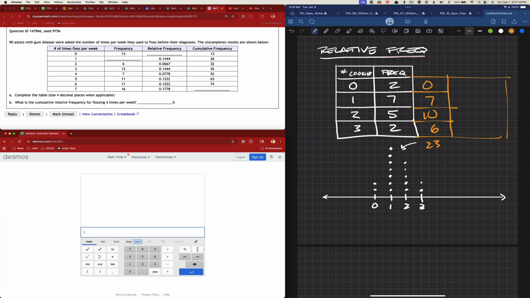Now, how many students did I have? Well, the number of students that ate cookies are in this column. So that's what? 4, 9, 16. So what is the mean? 23 divided by 16. And we get 1.44 rounded, 1.44 cookies per student. Okay? On average, the students ate 1.44 cookies each.